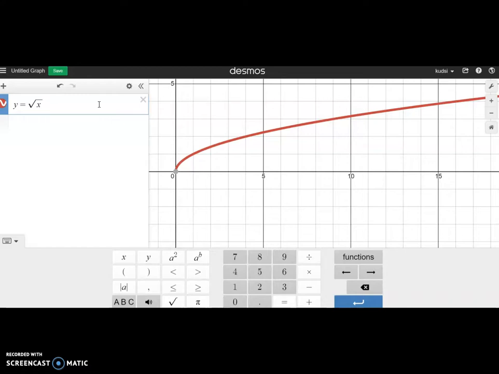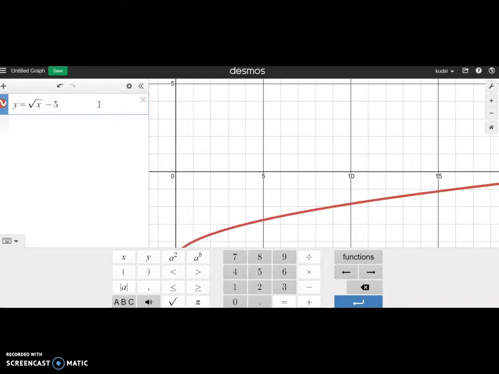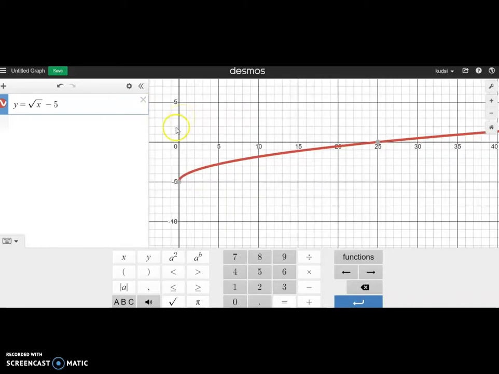And this is what we've done before. If you subtract a number at the end, it shifts it downward. So if we put -5, it shifts it down by 5. And if you think about that, our new point, when you plug in 0 for x, would be -5. It would be right there. So that's sort of why it does it.